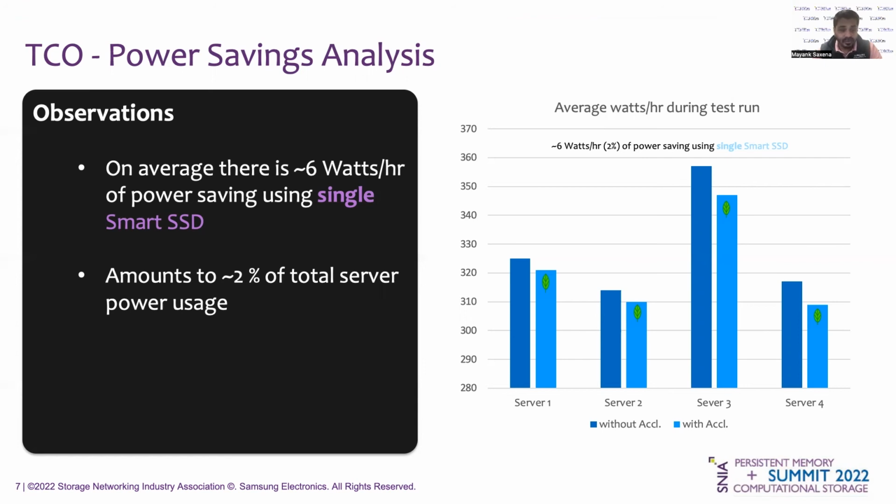And what we have observed consistently is that, on average, there is a 6 watts per hour power saving using a single smart SSD, which amounts to around 2% of total server power usage. Again, this is with one single smart SSD. Now imagine when a server is filled with computational SSDs performing parallel query execution, and the amount of cumulative power savings we will get helps reduce the carbon footprint.